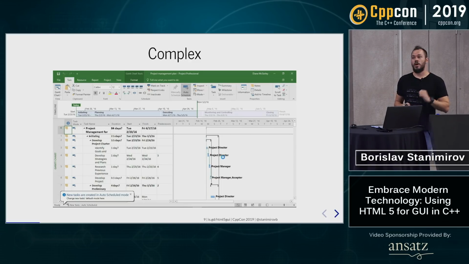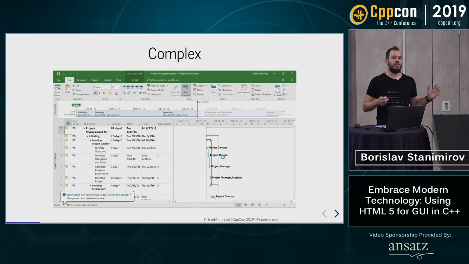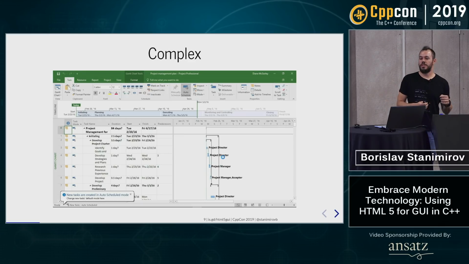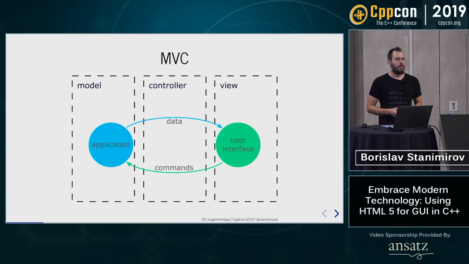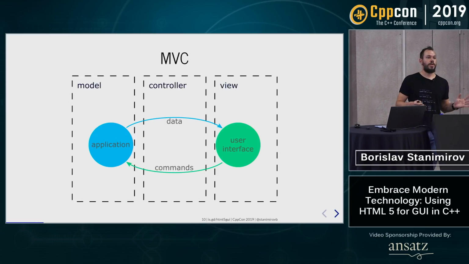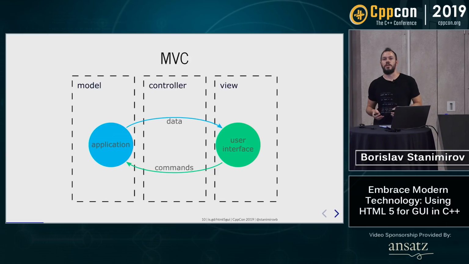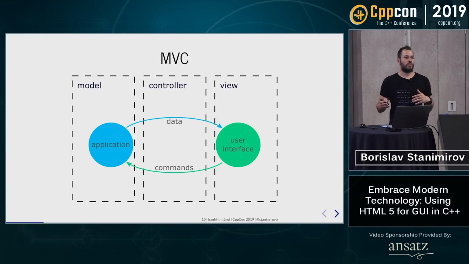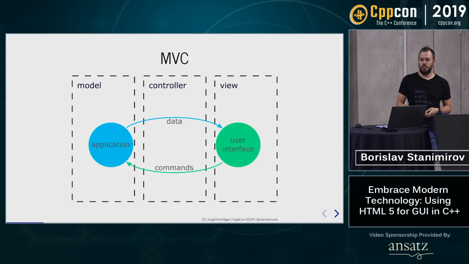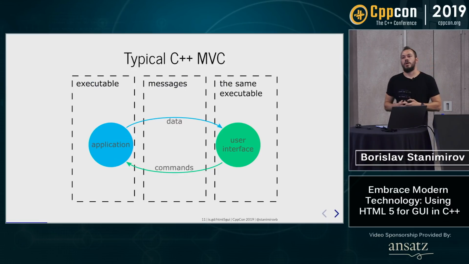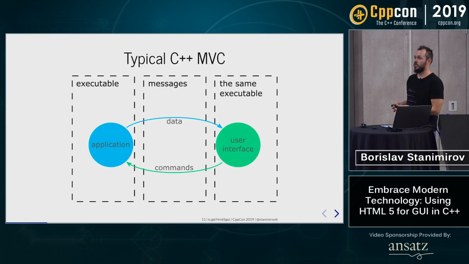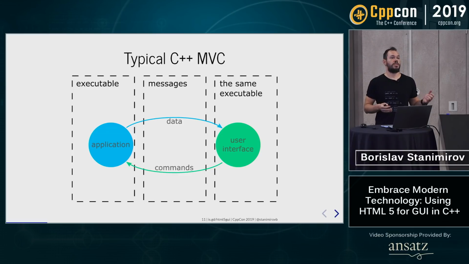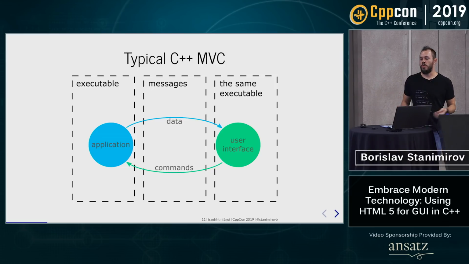So, let's say you want a complex GUI. Let's say you want some kind of diagrams, fancy widgets, animations, all the jazz. You want MVC, where the application is your model, the user interface is your view, and there's some kind of controller which facilitates the communication. In a typical C++ program, that model view controller might be realized like this. You have the executable for the application, then the same executable runs the user interface, but they're in 2 separate subsystems or 2 separate threads, and they communicate with messages or signals or whatever you want.